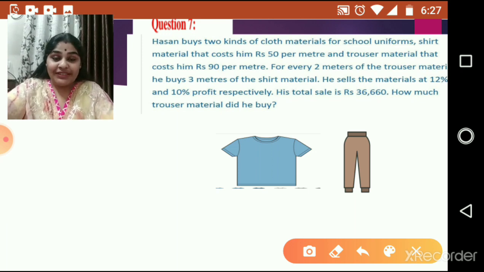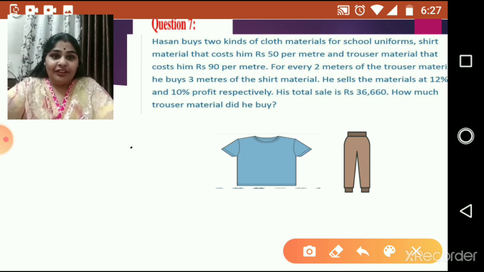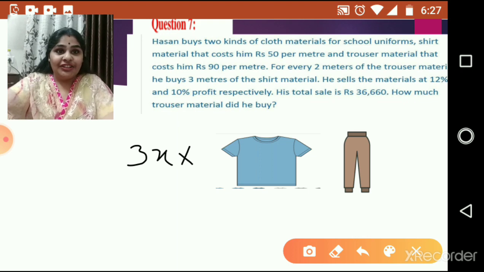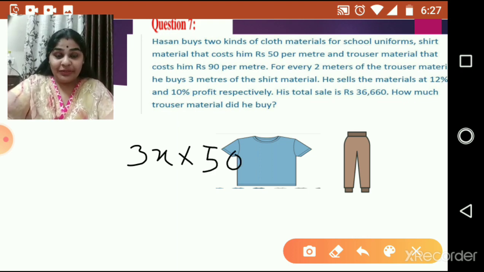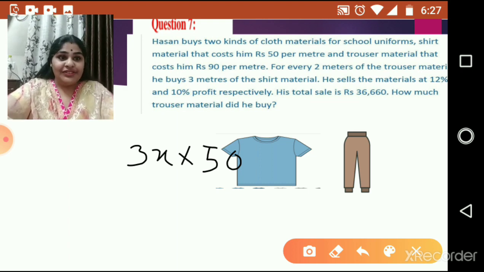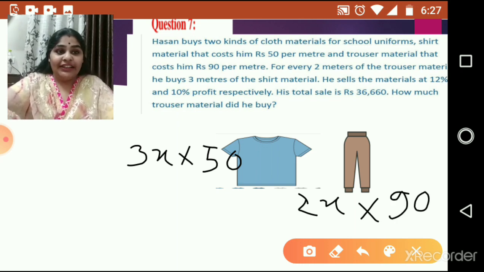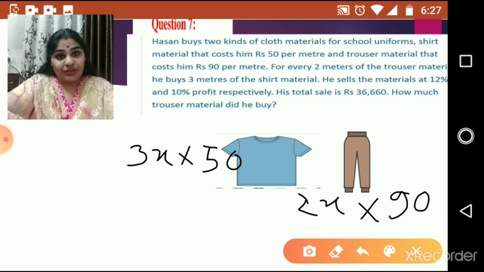For shirt it will be 3x multiplied by shirt material is 50 rupees per meter. So this will be the total cost. And for trouser it will be 2x multiplied by 90, because 90 rupees per meter is the cost. So once you get the total cost, then let us move ahead.